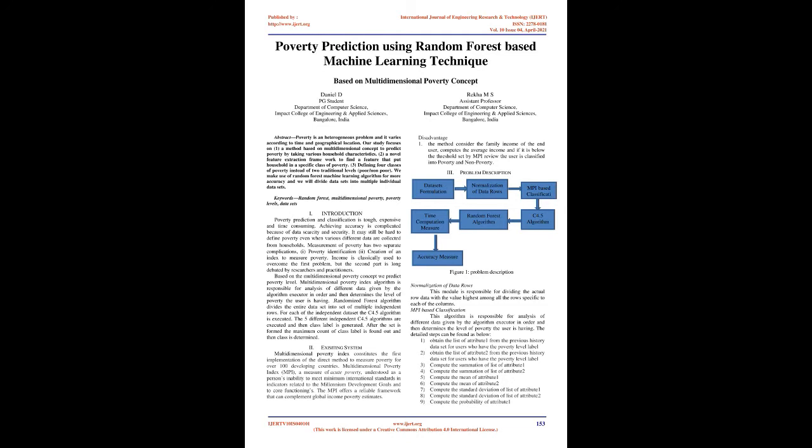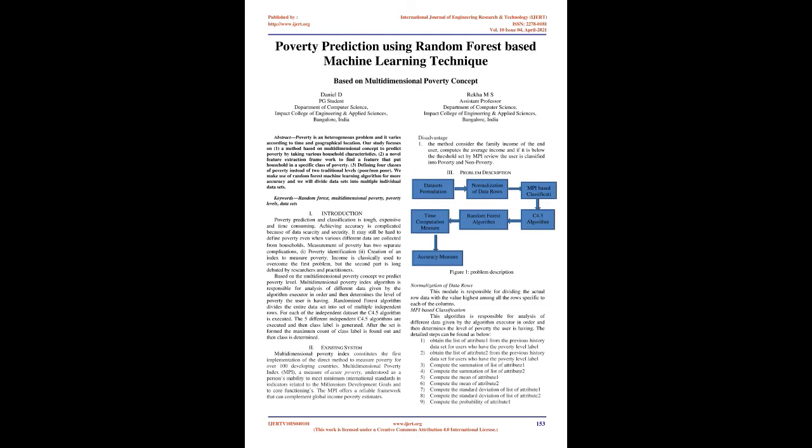Measurement of poverty has 2 separate complications: 1. Poverty identification. 2. Creation of an index to measure poverty. Income is classically used to overcome the first problem, but the second part is long debated by researchers and practitioners. Based on the multidimensional poverty concept, we predict poverty level.